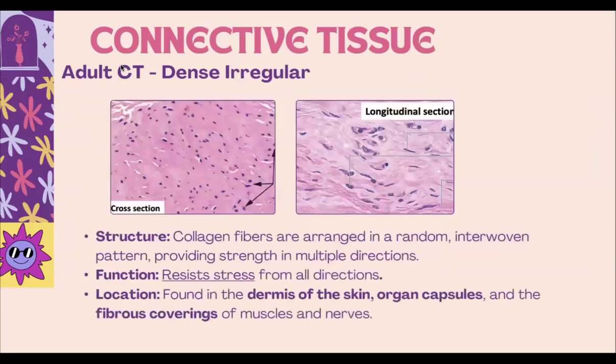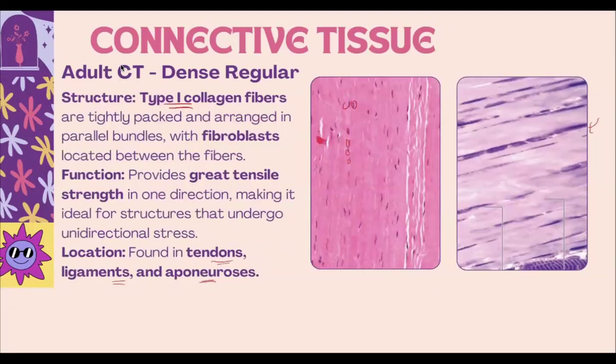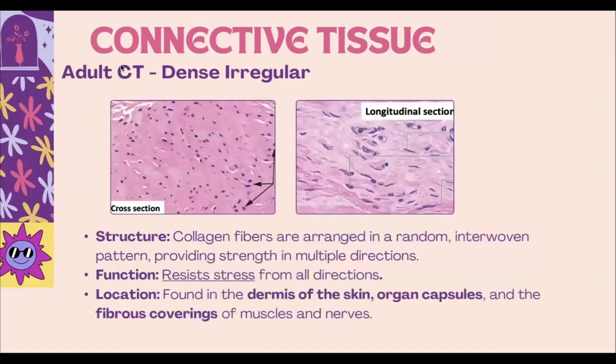Then you have dense irregular. So again, it's very dense. It's completely pink, but it's not linear. Like here, you can see these are clear lines or columns, even here. Dense irregular, it's kind of flowy, but it's very packed. So this can resist stress from all directions. That's the function of it.